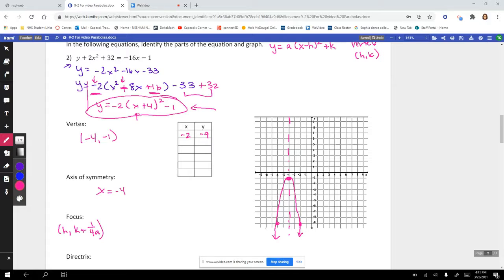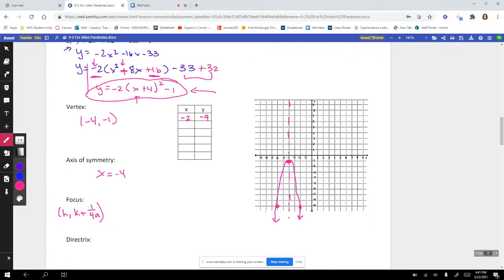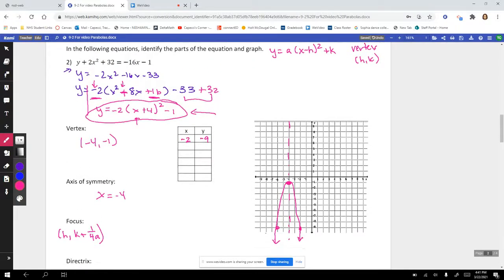All right, so let's get onto the focus. Remember, that's the point that's going to be inside. So I have h, k. So my h value is negative 4, right? This is h and this is k. So I have negative 4 is going to be my first coordinate, my first value there for x. Now my k is going to be negative 1 plus 1 over 4 times a. Now my a value is right here. That's negative 2. Make that negative 2.